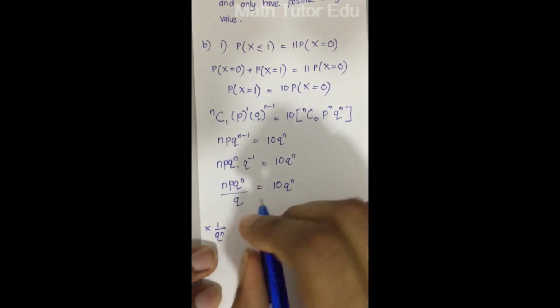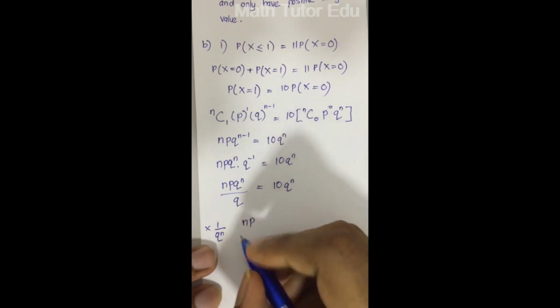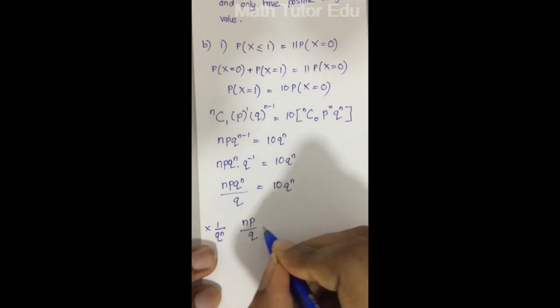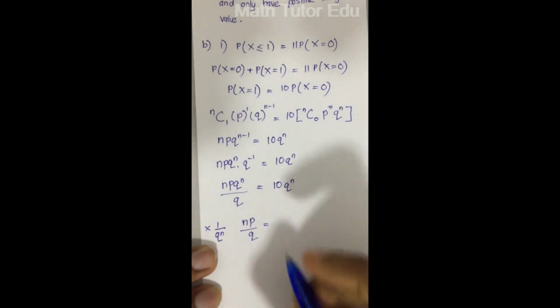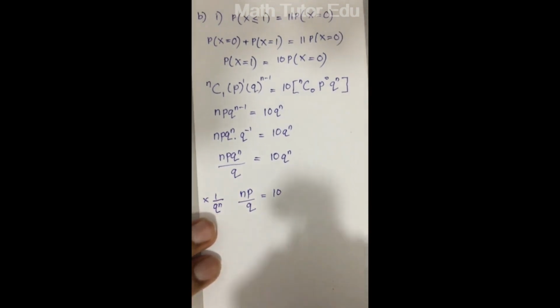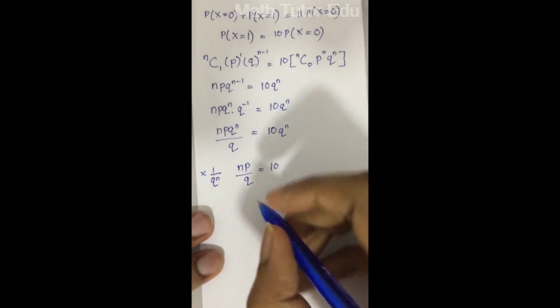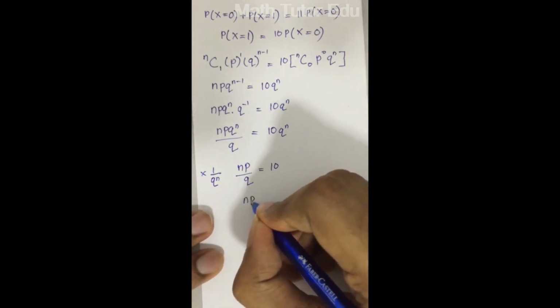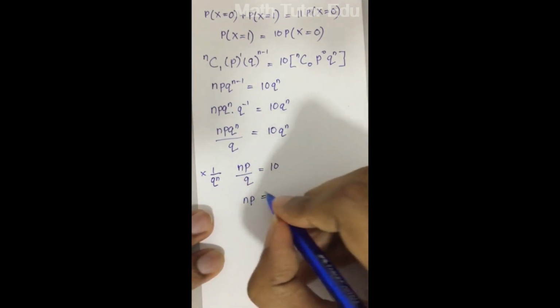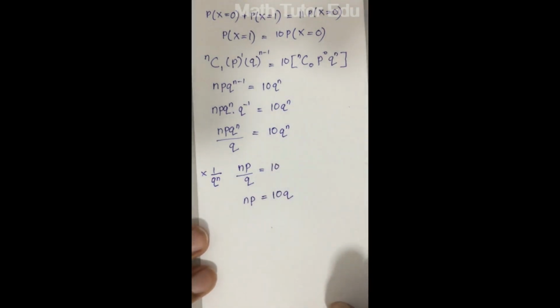Okay, so you're left with n p divided by q equals to 10. Okay, so from here, this q you times with 10 over here, so from here you're left with np is equals to 10q.